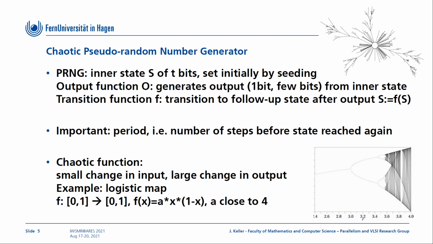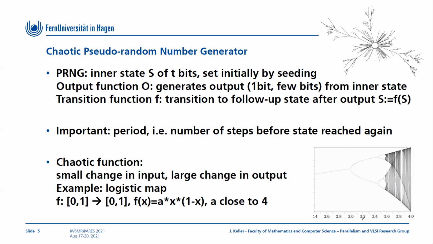So the transition function f in principle can be any function, but in order to have some security properties, it should be a one-way function. And one possibility to have such a function are chaotic functions. A chaotic function is a function where a small change in the input produces a large change in the output.